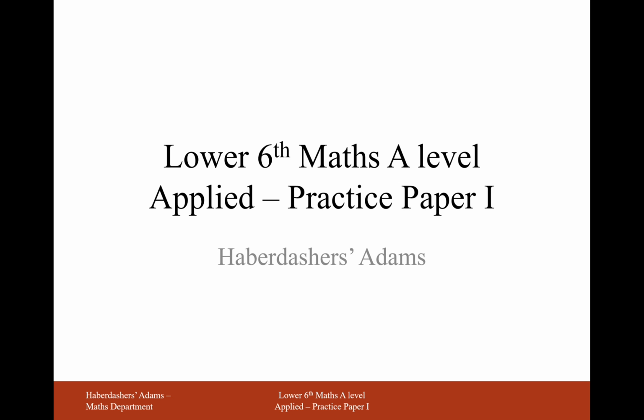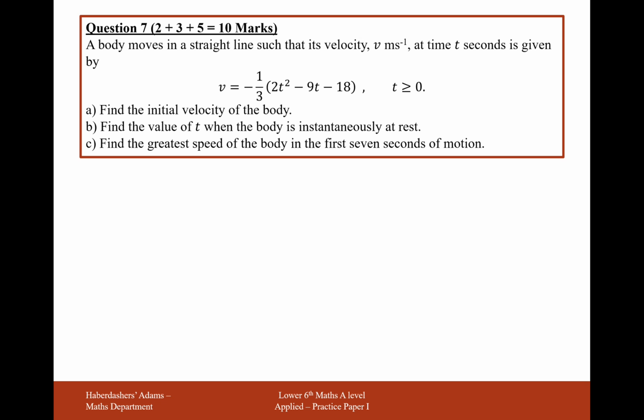This is the Applied Practice Paper 1, and here we're working on question 7, a variable acceleration question. A body moves in a straight line such that the velocity v meters per second at time t seconds is given by v equals minus a third of (2t squared minus 9t minus 18), where t is greater than or equal to 0. Find the initial velocity of the body.